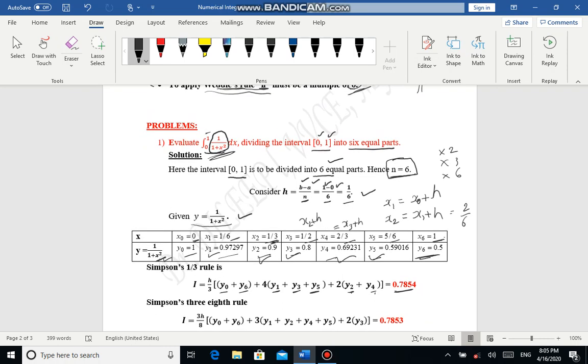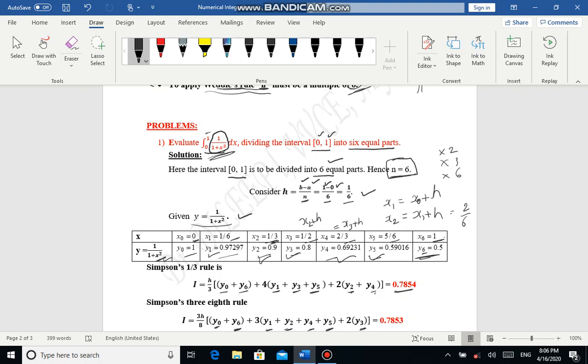Consider the formula 3h by 8, first value of y plus final value of y, plus 3 into the suffixes y1, y2, y4, y5, meaning observe the suffixes which are not multiples of 3, plus 2 into y3. So here you may ask why I am not considering y6: because this is a multiple of 3.